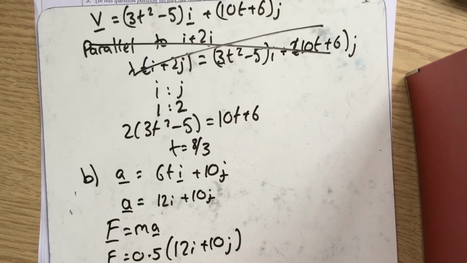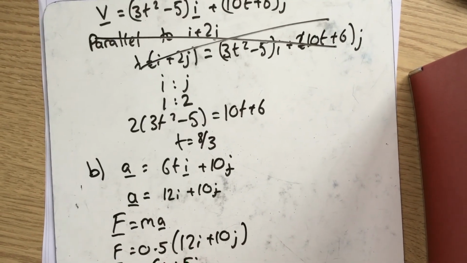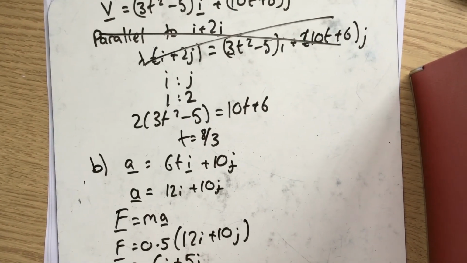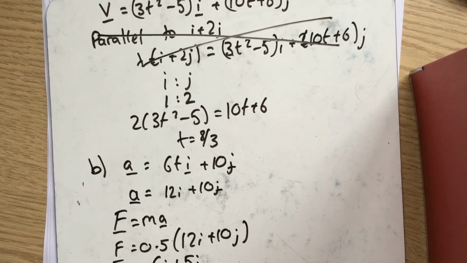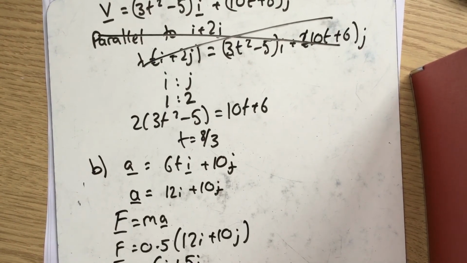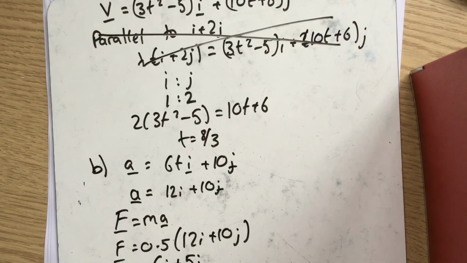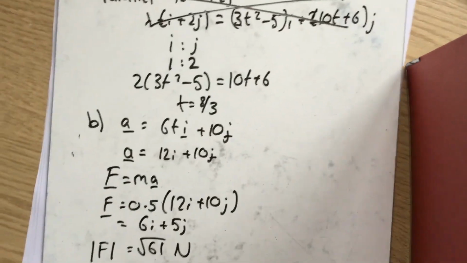6i plus 5j. But that is the actual vector. We then want the magnitude, which is root 61. And then your units are going to be in newtons. Hope that helps.